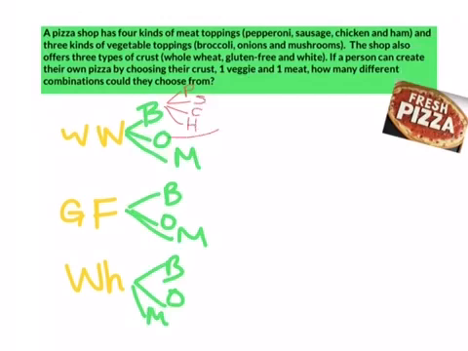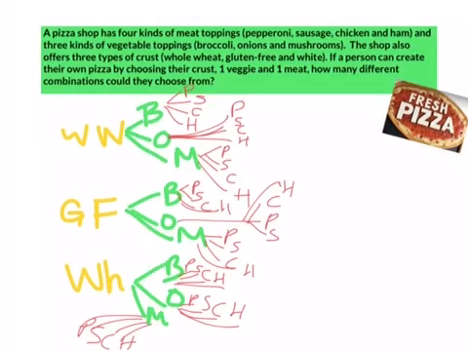And since I don't have space, I'll draw my lines a little bit bigger. 1, 2, 3, 4. Pepperoni, sausage, chicken, and ham. Down here, pepperoni, sausage, chicken, ham. I'm going to keep going. Here I have finished annotating my tree diagram.